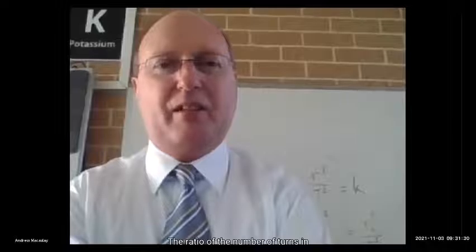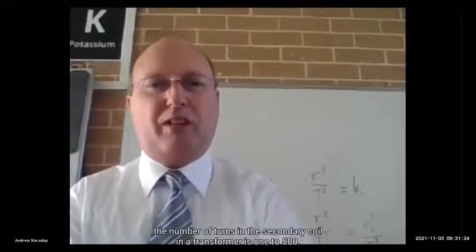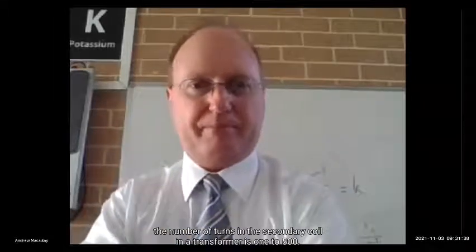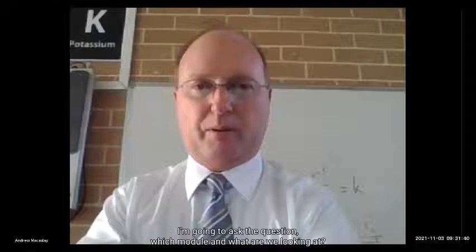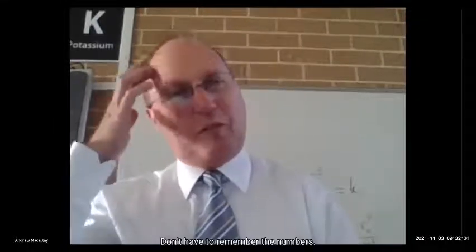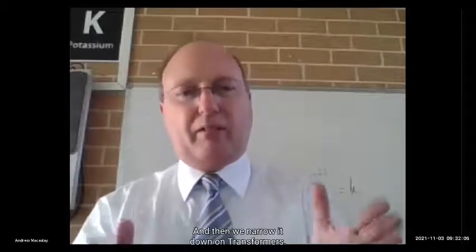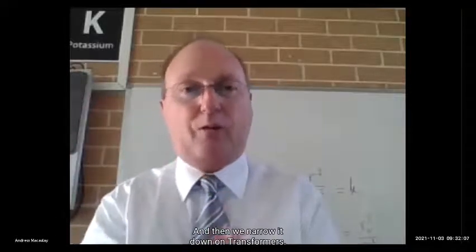The ratio of the number of turns in the primary coil to the number of turns in the secondary coil in a transformer is 1 to 500. At this point, I'm going to ask the question, which module and what are we looking at? Don't have to remember the numbers, that's fine. Electromagnetism is the module, exactly right. And we're narrowing it down to transformers.